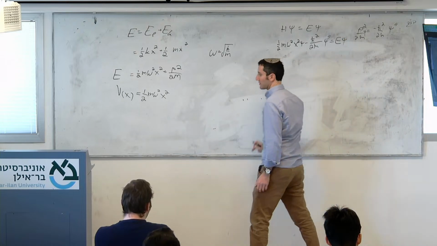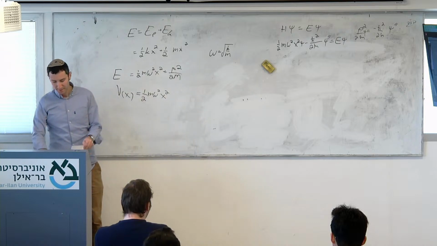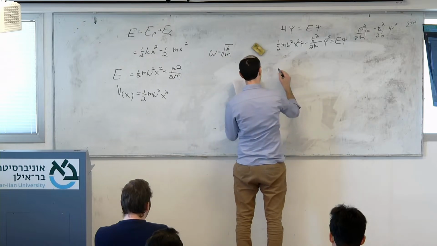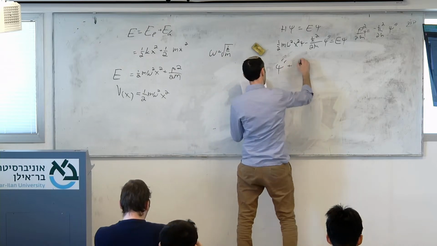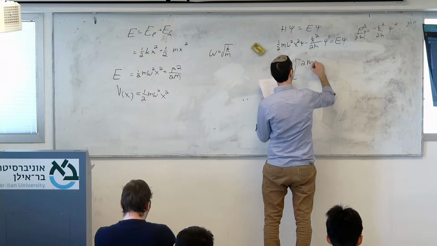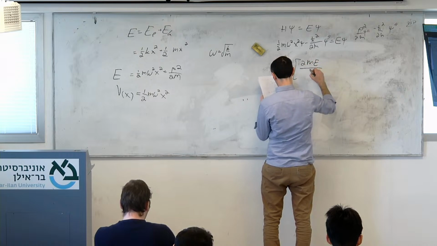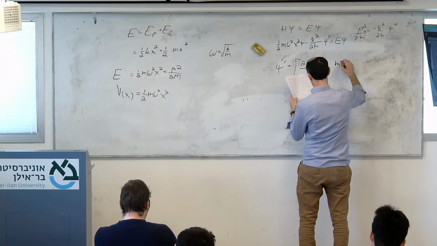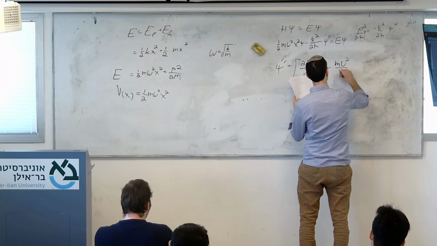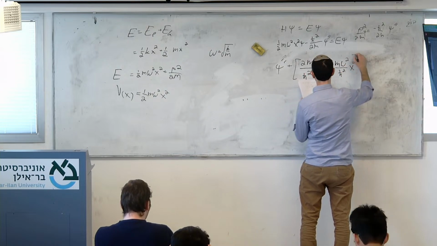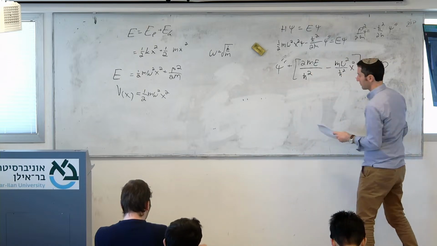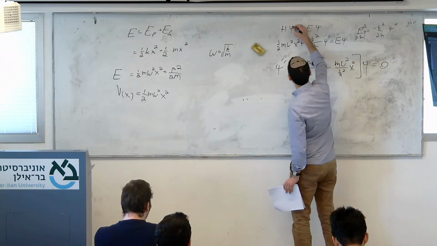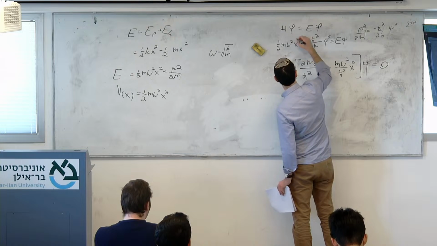Let's move this here and this here. And let's use papers because I don't like getting confused too much. And we're going to write that psi double prime plus 2mE over h bar squared minus m omega squared over h bar x squared psi is equal to 0. Now what I should have done is, instead of calling it psi, I should have called it phi all along.